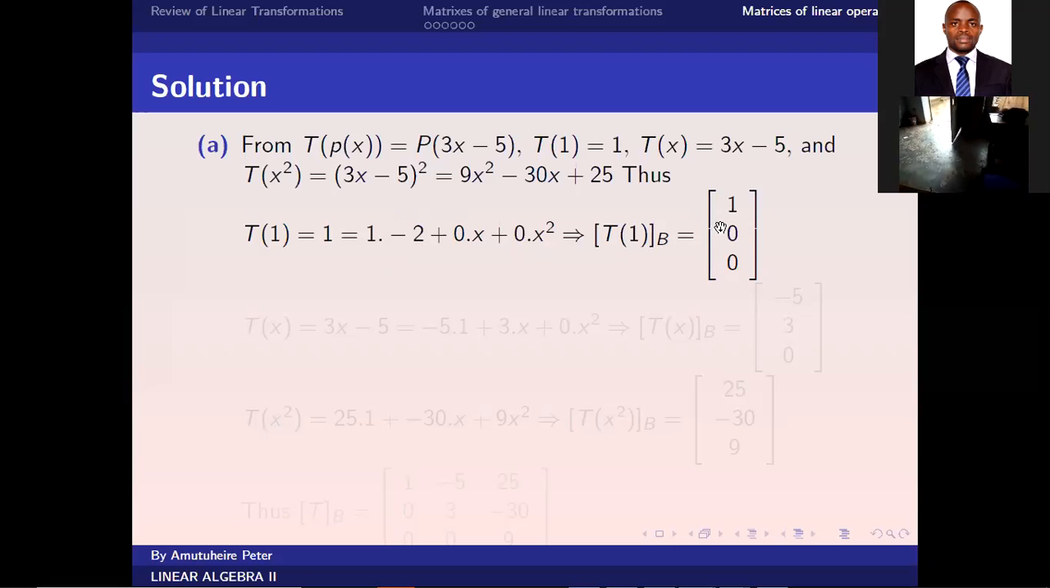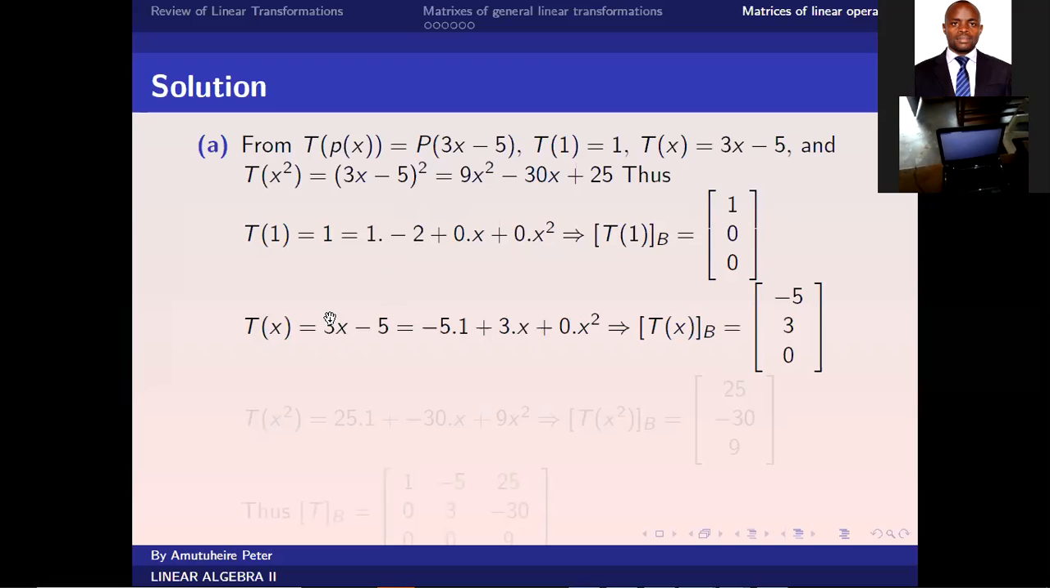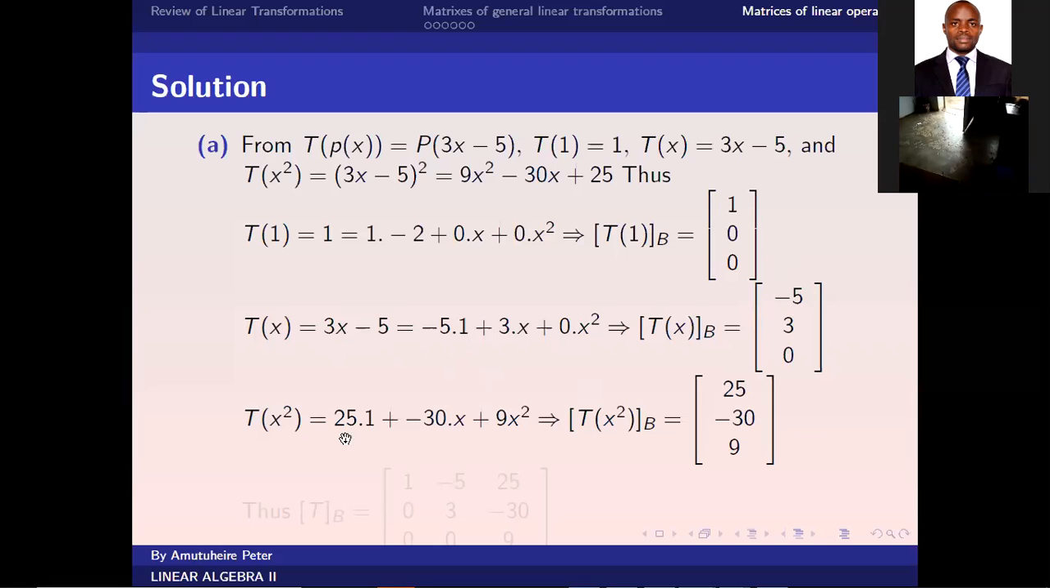So this one becomes a column in the transformation matrix that we are looking for. So T of x is 3x minus 5, but we can write this as minus 5 times 1 plus 3 times x plus 0. So that one also gives us its coordinates as minus 5, then 3, and 0. Likewise, T of x squared can be written as a linear combination, so it gives us that. So we have this matrix T_B as that.